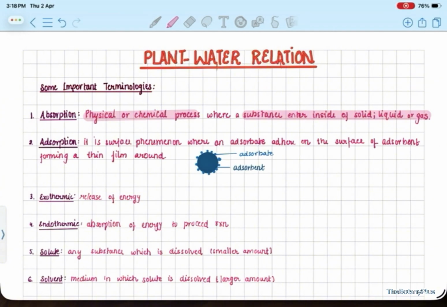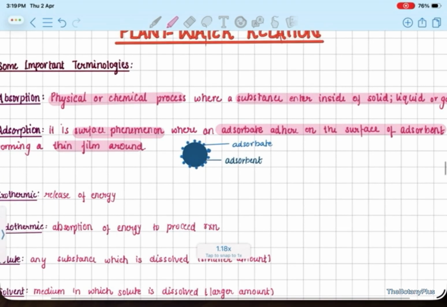Like when a sponge is dipped in water, the sponge absorbs the water. This is called absorption. Second term is adsorption. Adsorption is a surface phenomenon where the adsorbate adheres on the surface of the adsorbent, forming a thin film around it, like a solid on which liquid droplets adhere on the surface of the solid. It is not absorbed inside the solid, but it forms a thin layer around it.